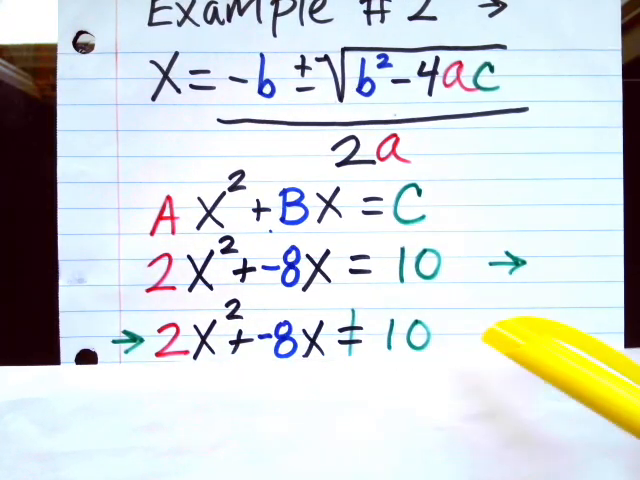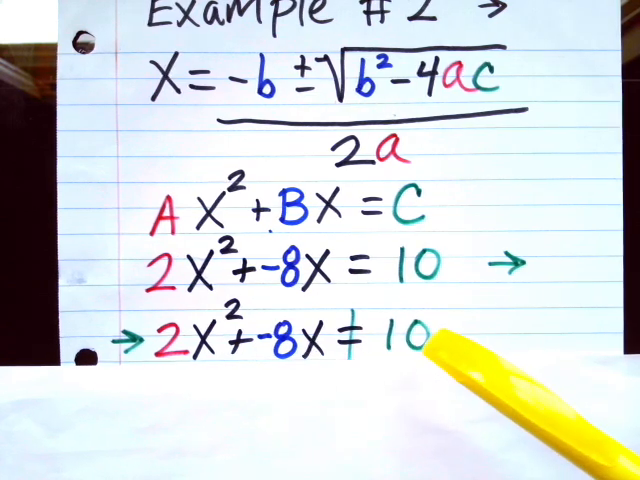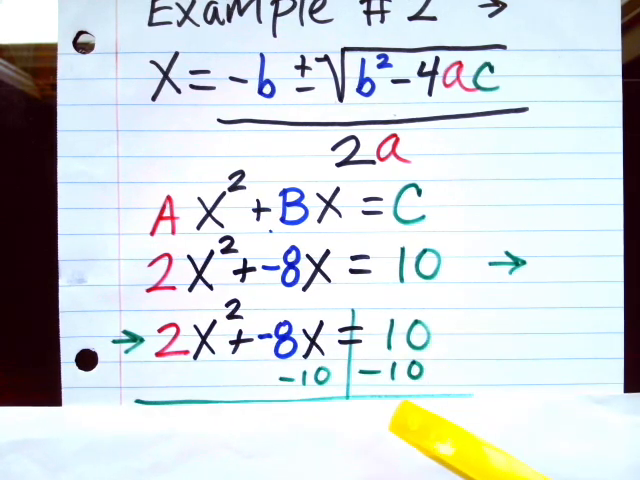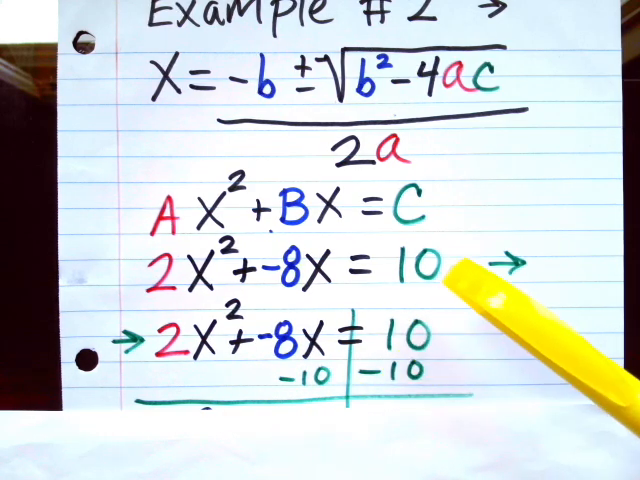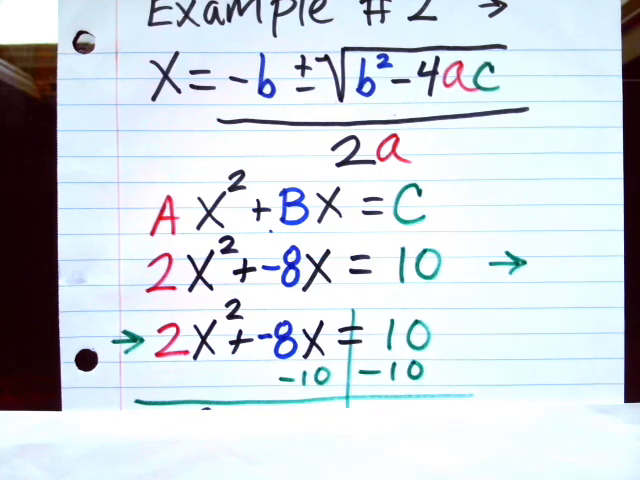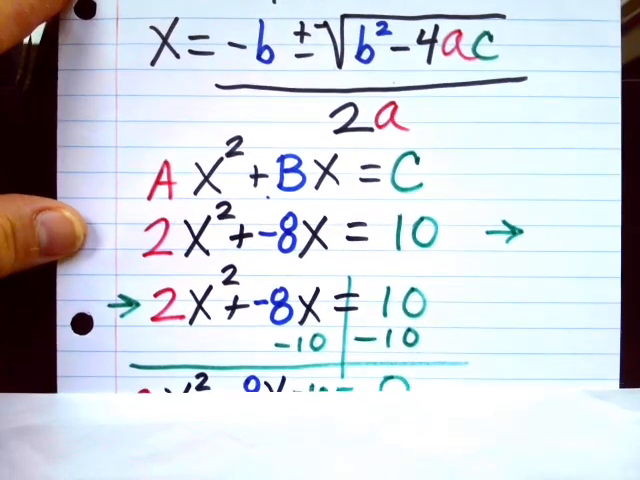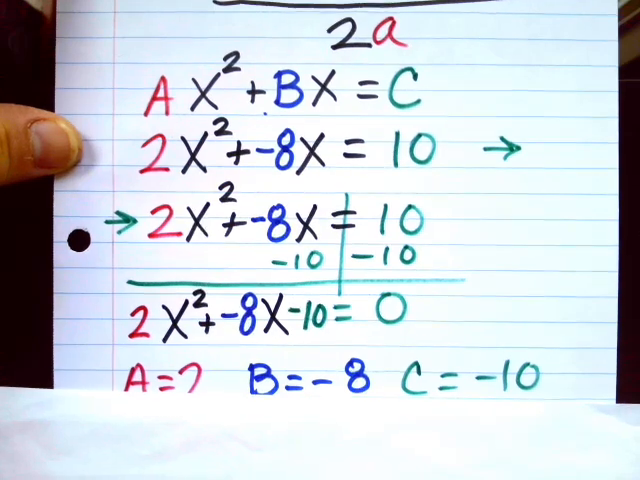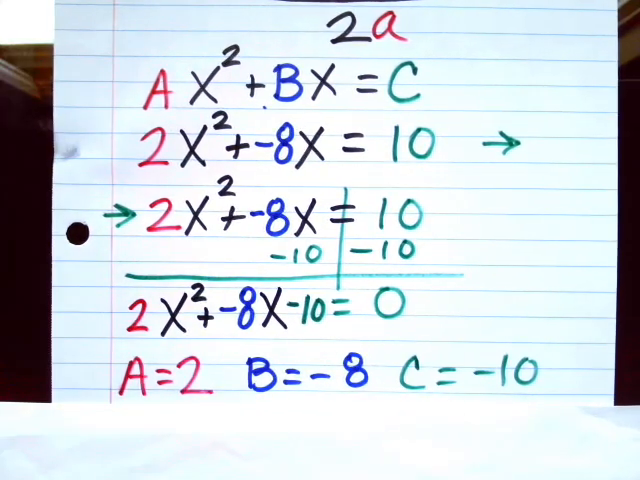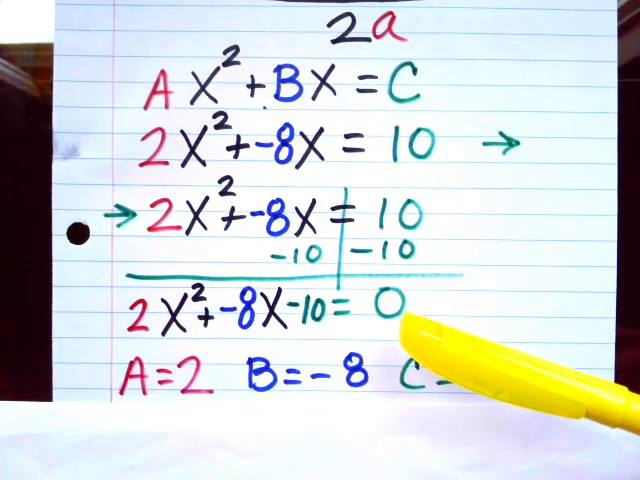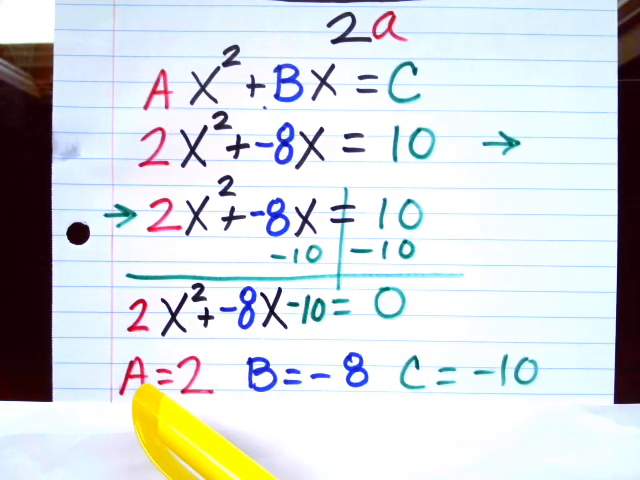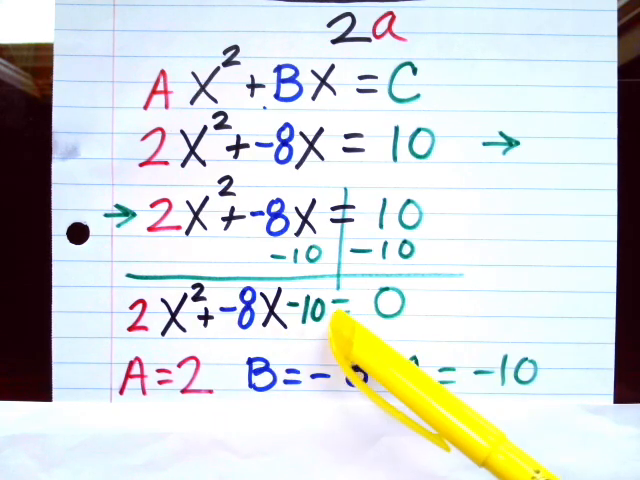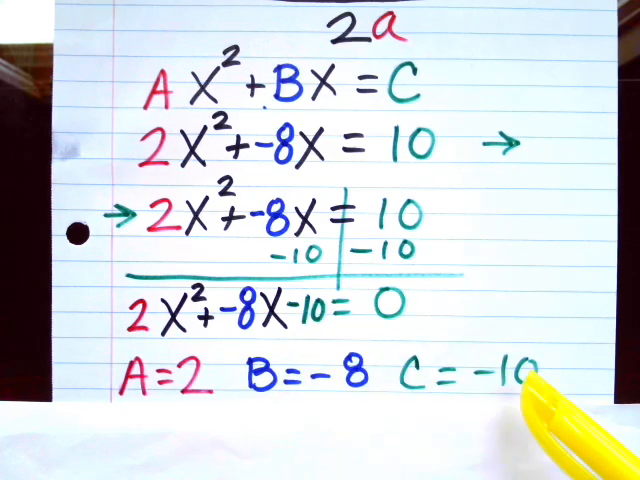I cannot have 10 on the right side of this equal sign. I got to turn that into a 0. What's the opposite of a plus 10? It's a minus 10. So I'm going to subtract 10 to both sides. 10 minus 10 is 0. 0 plus a negative 10 is negative 10. So now I have this equation set equal to 0. Now and only now can I start labeling my A value. A equals 2. My B value, negative 8. My C value is now a negative 10.